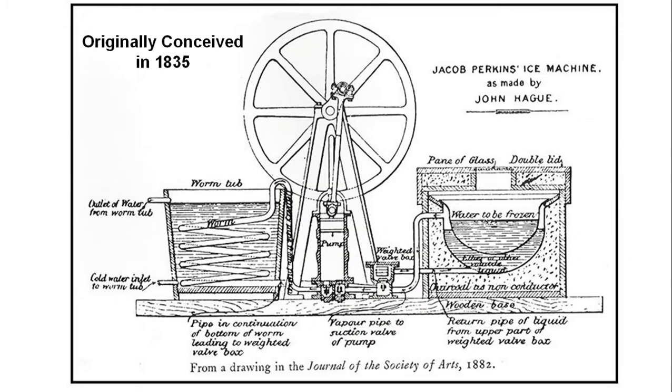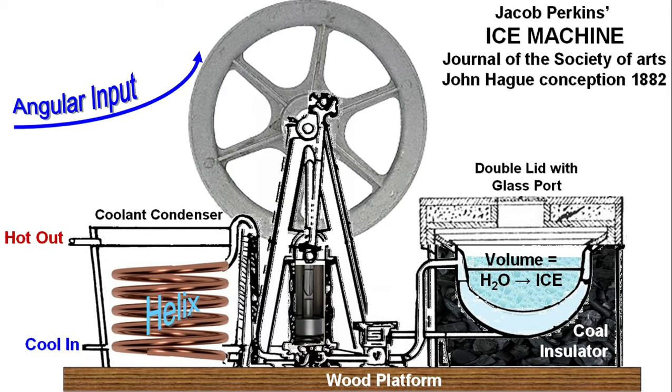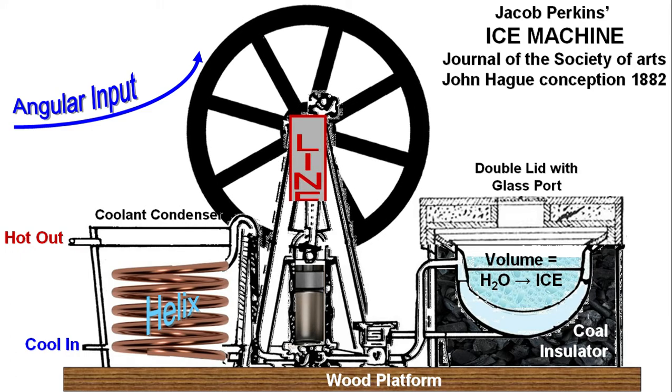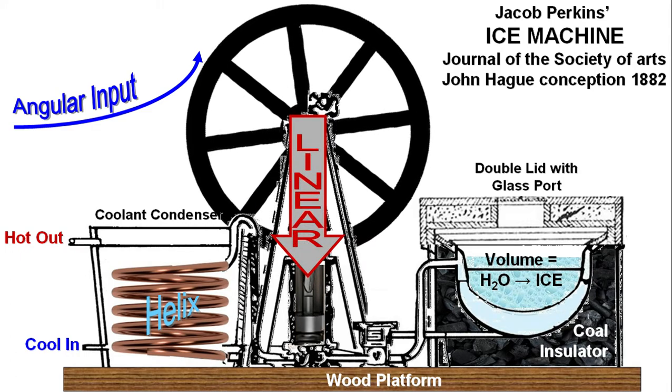Behold the case for entropy reduction, predating Clausius's first mathematical conception of entropy by 30 years. The job of the condenser coil is to reduce entropy by providing a means for heat to escape. Let's prettify this 1882 drawing by John Hague. Angular momentum, like a passing stream, turns the wheel and converts to linear pressure, which is applied to the primary coolant in a closed cycle.